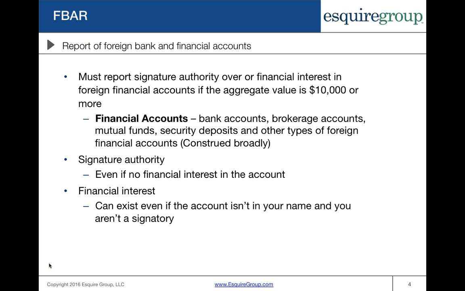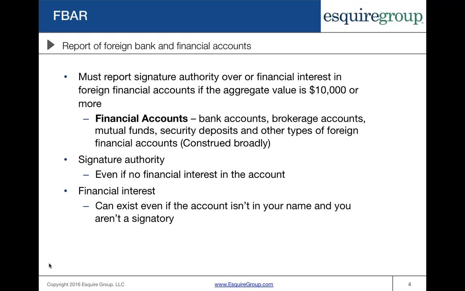So when do you have to file an FBAR? You have to file an FBAR to report signature authority over or a financial interest in foreign financial accounts if the aggregate value is $10,000 or more. I'm going to break this sentence down a little bit. We're going to talk about what signature authority is, what a financial interest is, what a foreign financial account is, and then we'll talk about this $10,000 threshold.